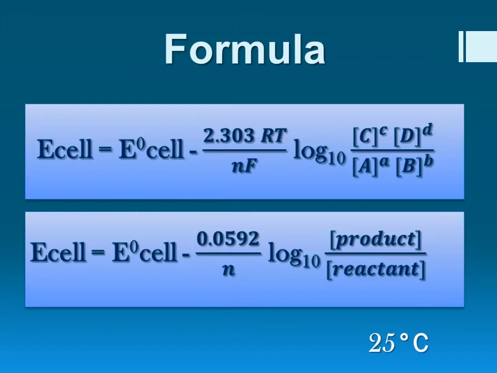Remember that we can use this formula only when it is mentioned that the temperature is 25 degrees Celsius or standard conditions. Also remember that we can replace the concentration terms with the pressure when hydrogen or any gas is involved in the reaction and the pressure for that particular gas is given. Let's solve the example and make it more clear.